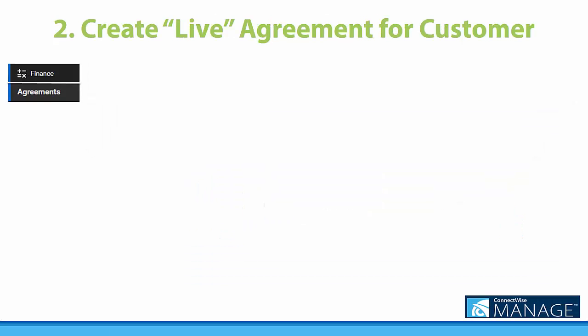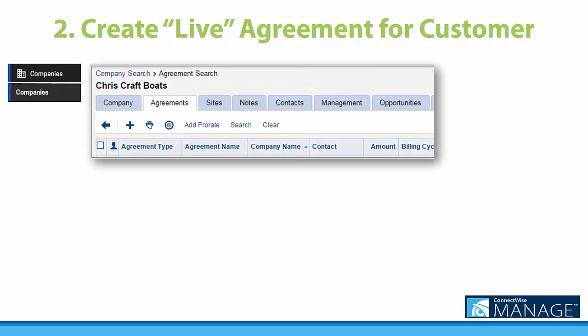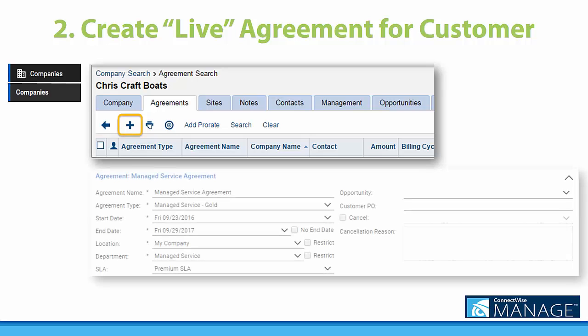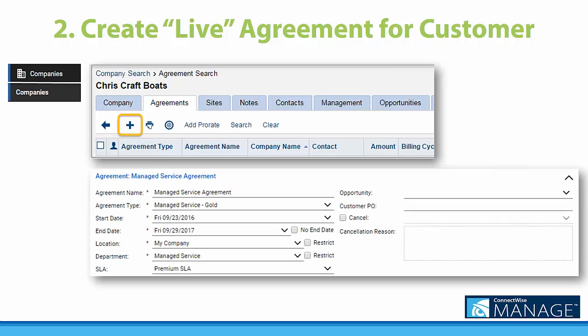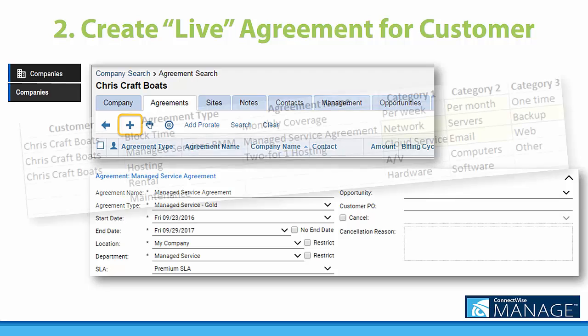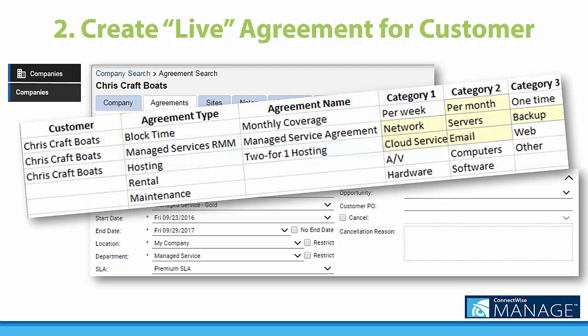Next, it is time to create a live agreement for the customer. While you can start in agreements, it's easier to start in the customer company screen so that the company information auto-populates. When you select an agreement type, the default settings you selected for that type will also populate. Then make your changes for that specific customer. This is where your matrix can come in handy.